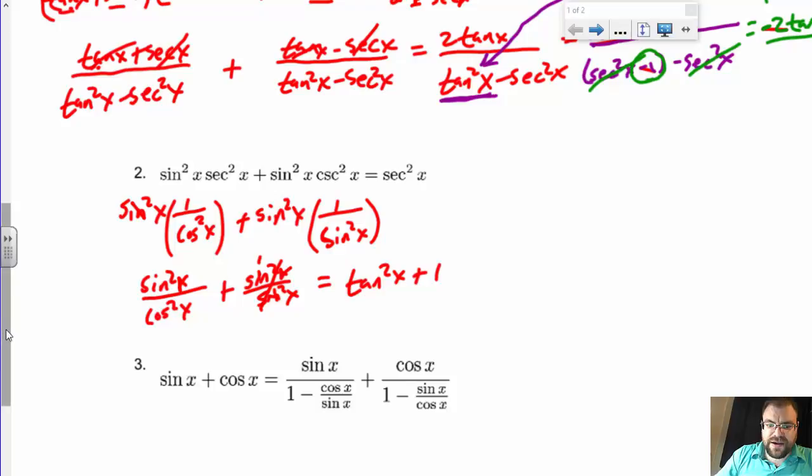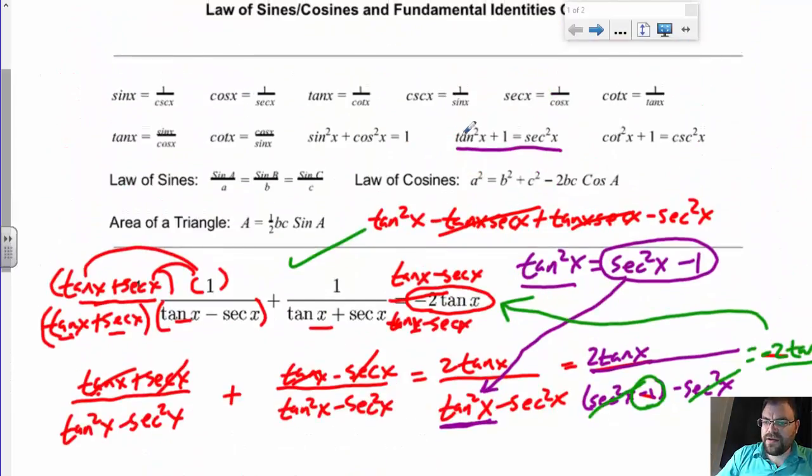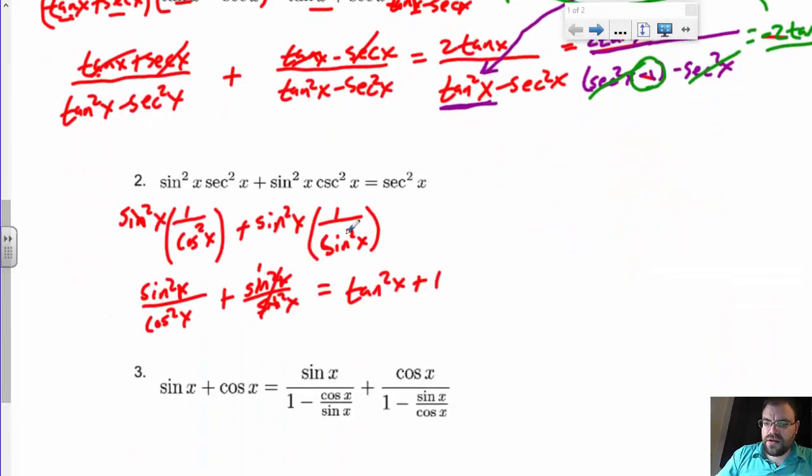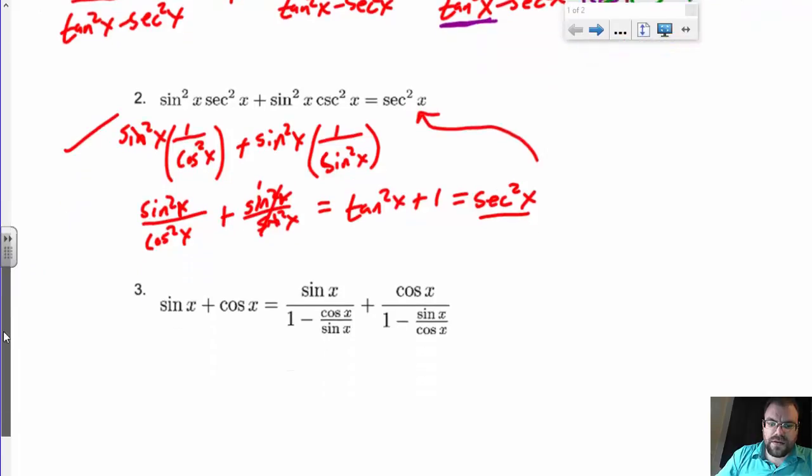This right here that I have now is a trig identity. Go back up here. Tangent squared x plus 1 equals secant squared x. So tangent squared x plus 1, this is actually equal to secant squared x. It's a Pythagorean identity. So this right here, of course, is the answer. So this is done. Pretty simple problem.